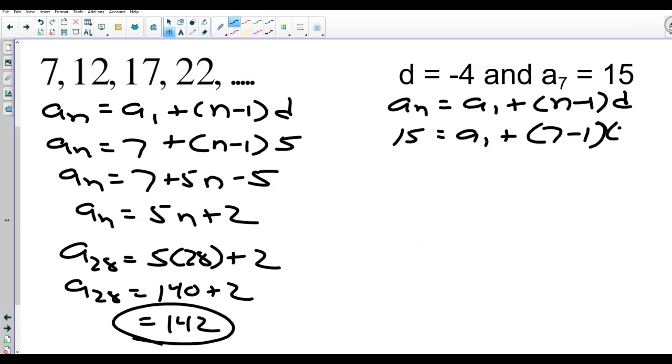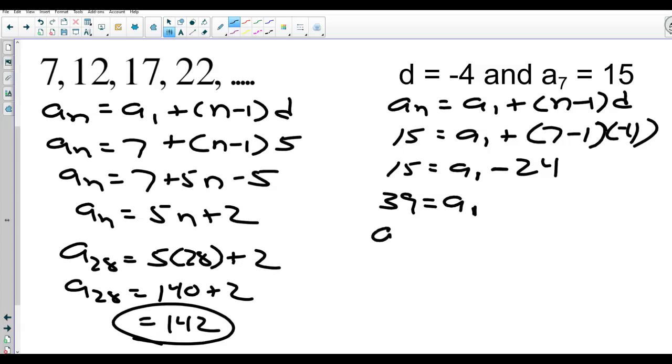My d is going to be a negative 4. So 15 equals a1 plus 6 times negative 4, we subtract 24. I'm going to add 24 on both sides, and I get 39. That's my a1. So now, a_n equals 39 plus (n minus 1) times a negative 4.